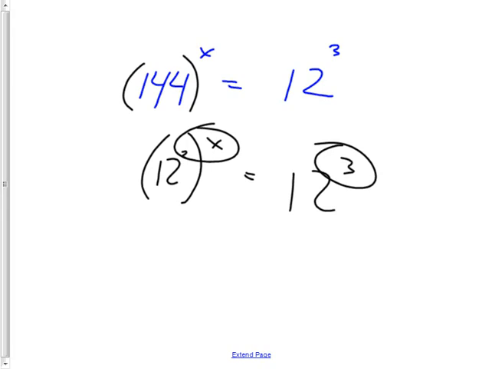And that's 2 times the x because of the way the exponents work. When you have power to a power, you multiply them. 2 times x is 2x equals 3. And so then the final answer is x equals 3 halves.